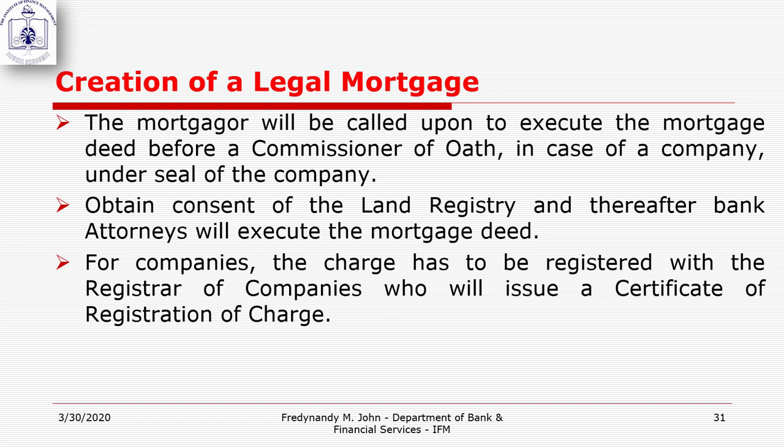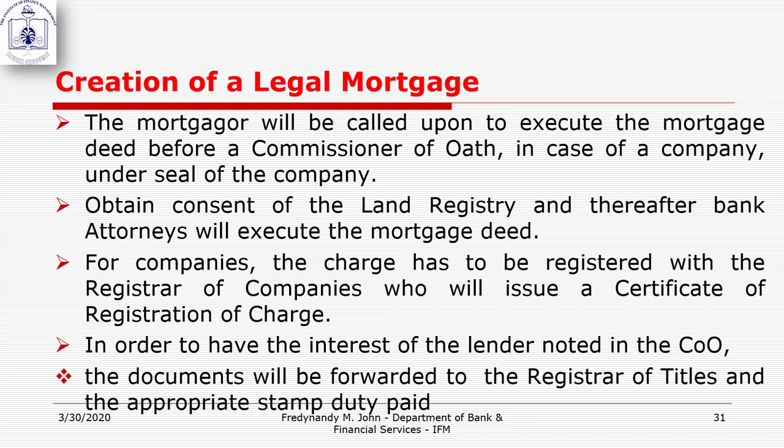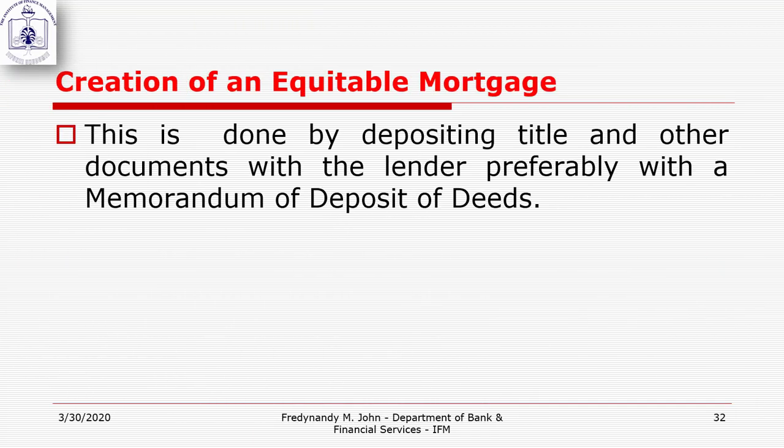Also, the registrar of companies will issue a certificate of registration of charge, meaning that the mortgaged property can no longer be used by the same borrower to ask for a loan somewhere else until this mortgage is discharged. Now, in order to have the interest of the lender noted in the certificate of occupancy, it is very important for the document to be forwarded to the registrar of titles, and the property stamp duty must be paid.